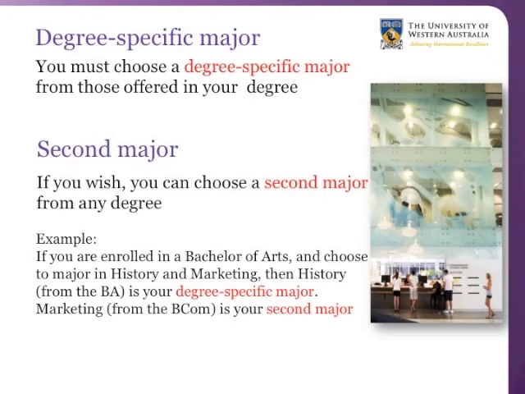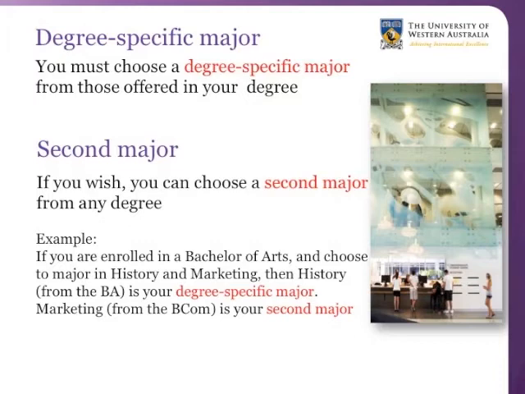Let's explore some of the requirements I've mentioned above. What is a degree-specific major? It's a major from those offered as part of your degree. You can select a second major if you want, either from the majors in your home degree or one from any of the other degrees.